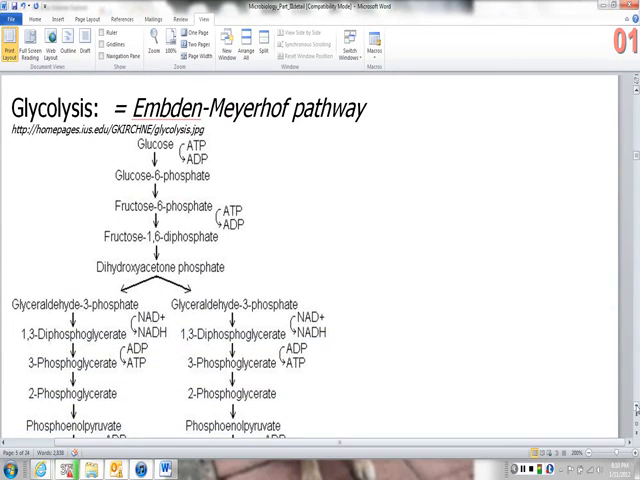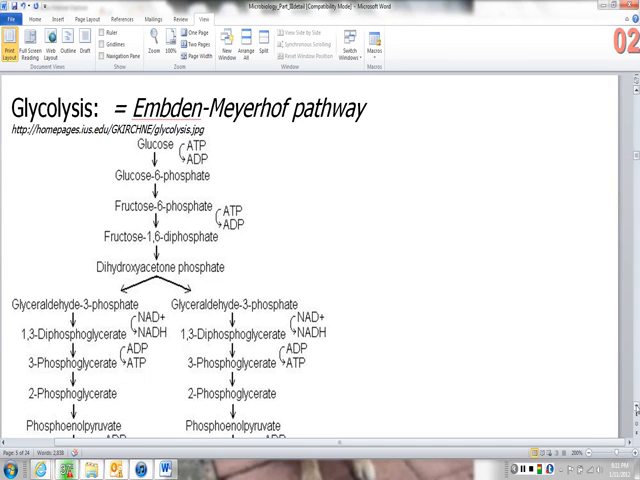Glycolysis is also known as the Embden-Meyerhof pathway. It begins with the 6-carbon sugar glucose. In order to begin the breakdown process, we split an ATP to put some energy into the reaction and end up with glucose 6-phosphate. This is rearranged to fructose 6-phosphate, and a second ATP is split to create fructose 1,6-diphosphate. This is converted to dihydroxyacetone phosphate before splitting into 2 molecules of glyceraldehyde 3-phosphate, each with 3 carbons.